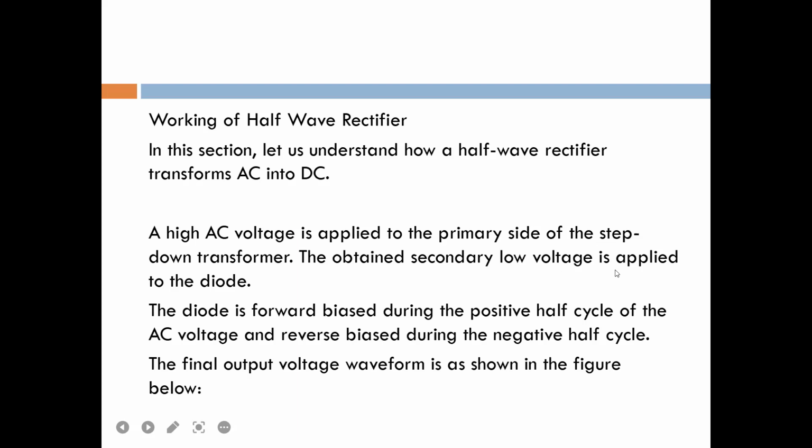The obtained secondary low voltage is applied to the diode. The diode is forward biased. Just as I have told, diodes work only in the forward bias condition. In the reverse bias condition, it does not operate. So it is called a half wave rectifier.